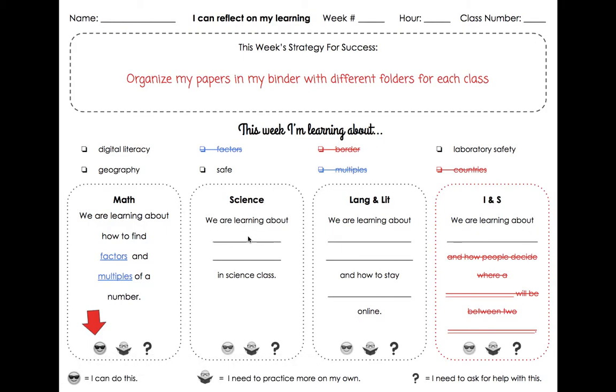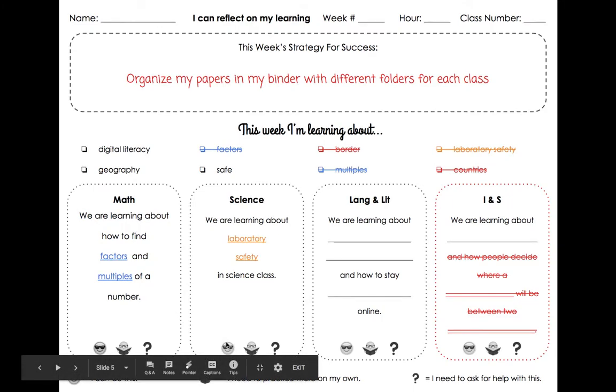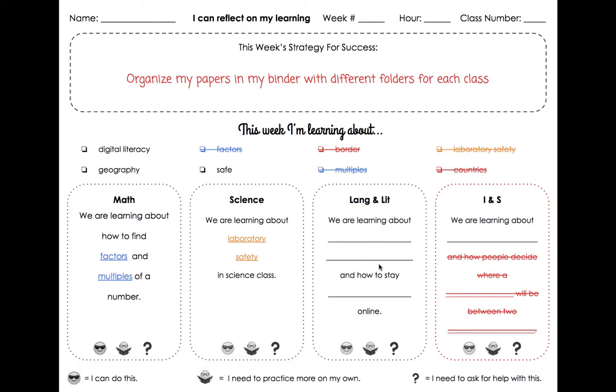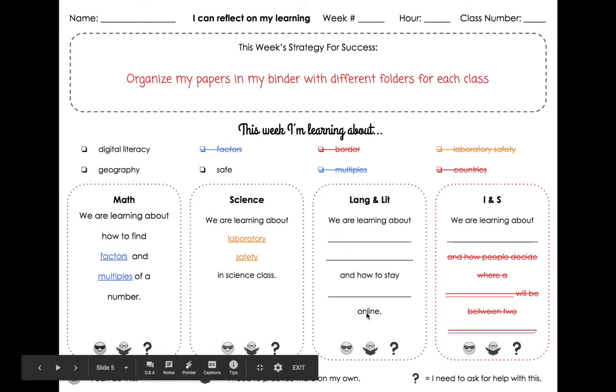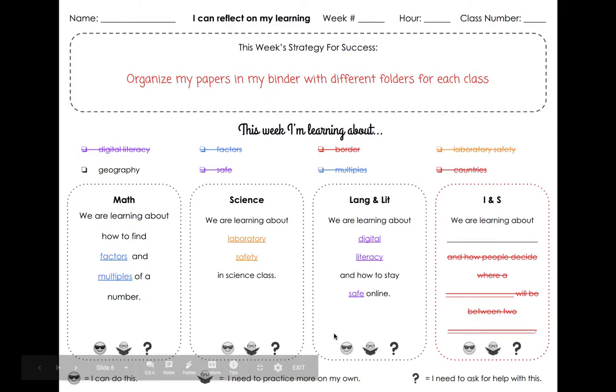Science: we are learning about blank in science class. Laboratory safety, check or underline. Again, take a moment to circle how you think you're doing on this. Lang and Lit: we are learning about blank and how to stay safe online. Digital literacy. We are learning about digital literacy and how to stay safe online. Again, circle how you're doing on the learning target.